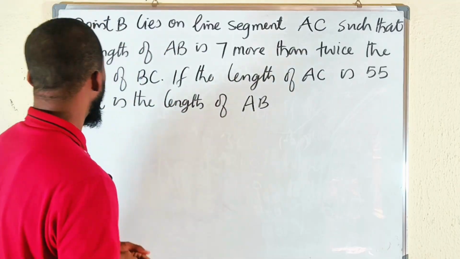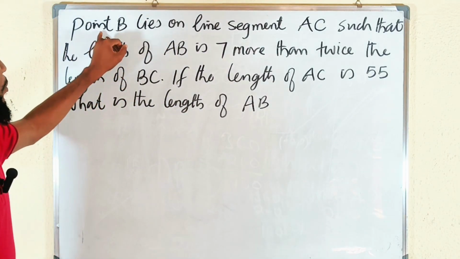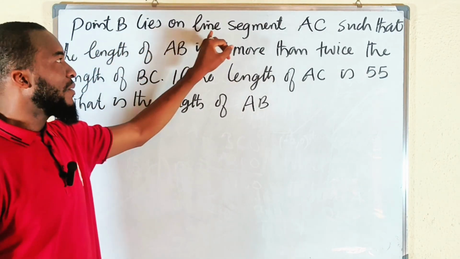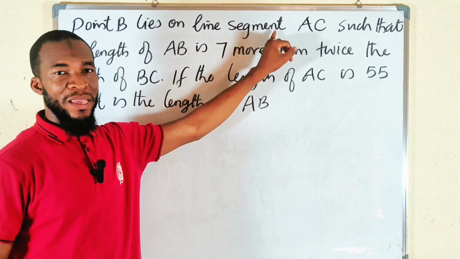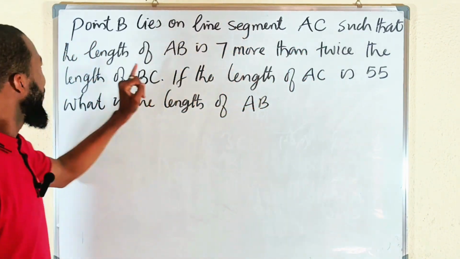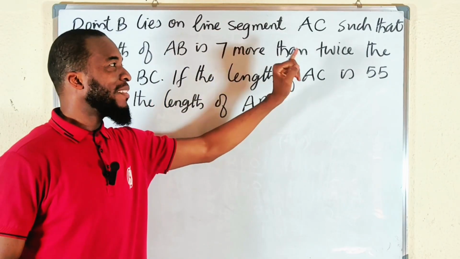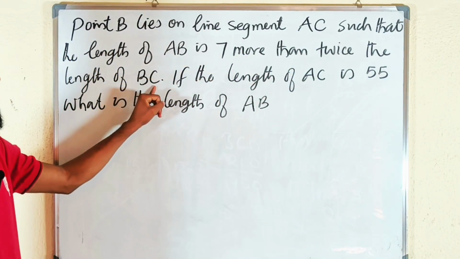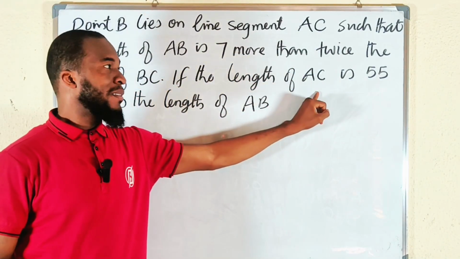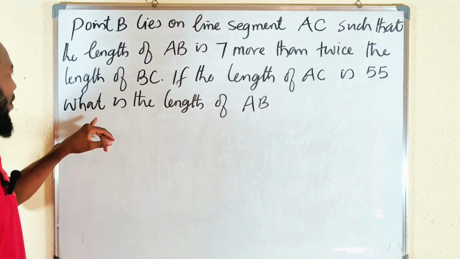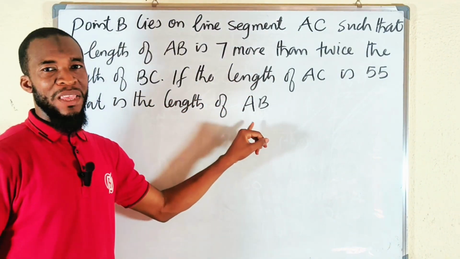Let's get started. The question reads: point B lies on line segment AC such that the length of AB is 7 more than twice the length of BC. If the length of AC is 55 units, what is the length of AB?